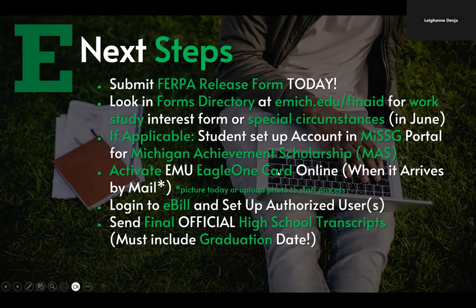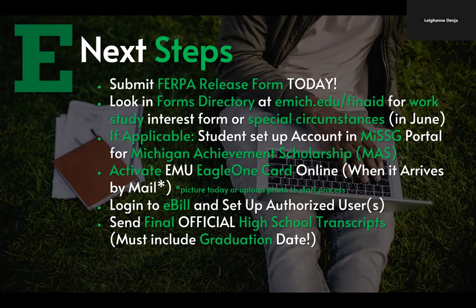Activating your EMU Eagle One card is something that you'll do when it comes in the mail. You've started that process today. Once you get your picture taken, that starts the process for your EMU ID card. It will come in the mail, or there might also be the option to have it picked up at Service EMU. Either way, once you get that card, it's important that you activate it. You determine a refund and a payroll preference in the activation of that card.